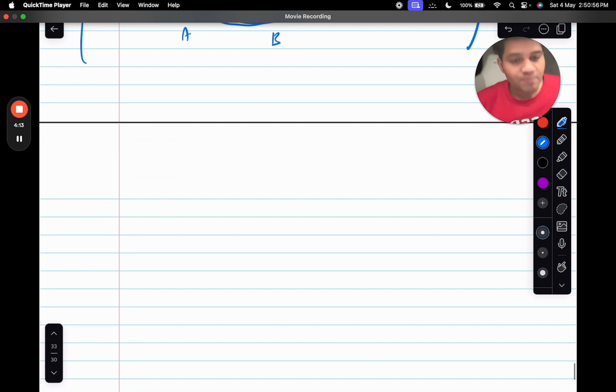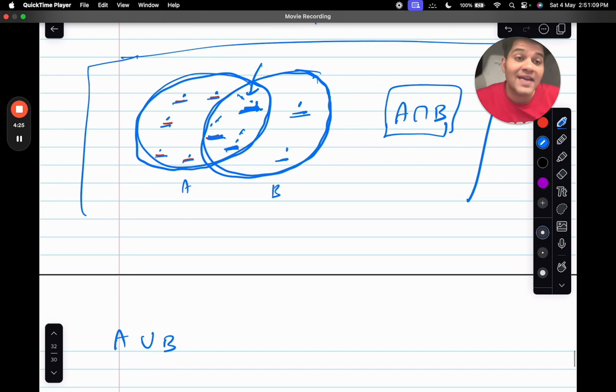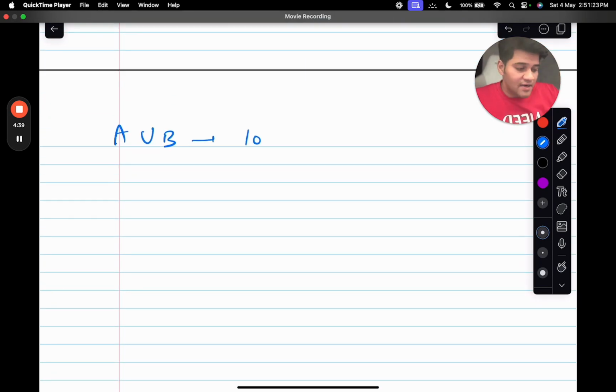So what is now A union B? A union B means people in set A as well as in set B, but there should be no duplicates, which means A union B here would be of size how much? I would say 1, 2, 3, 4, 5, 6, 7, 8, 9 and 10. So A union B would be of size 10. Let me again show you that. And for that matter, I would name the elements also.